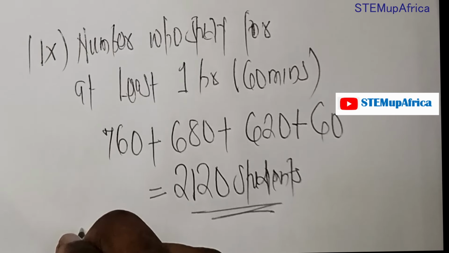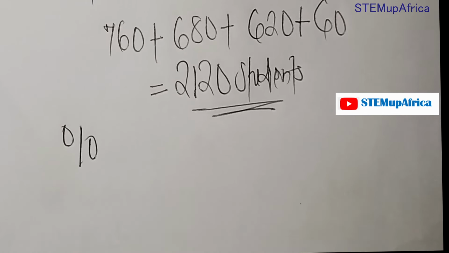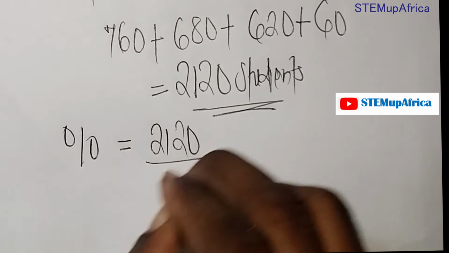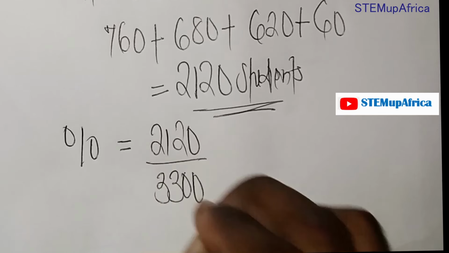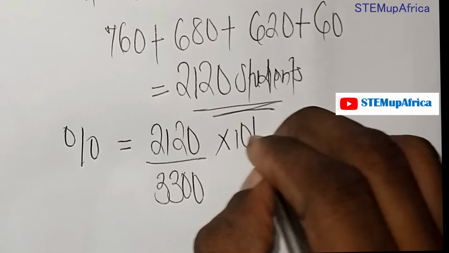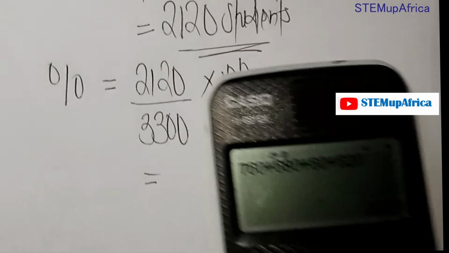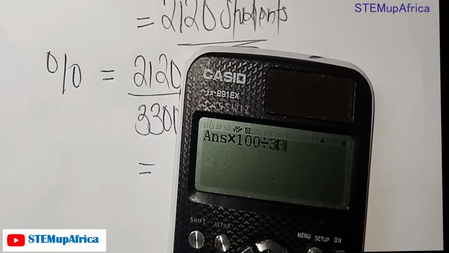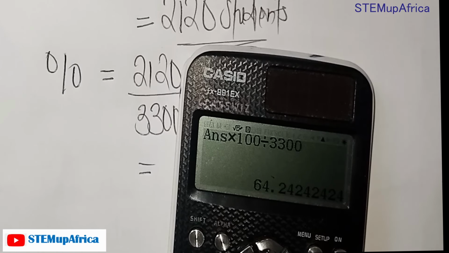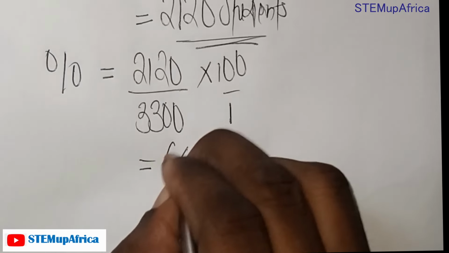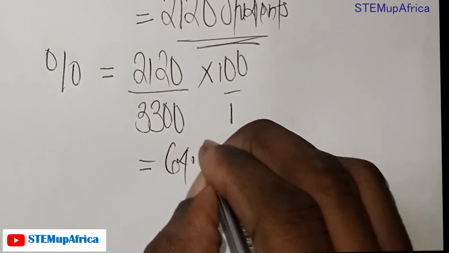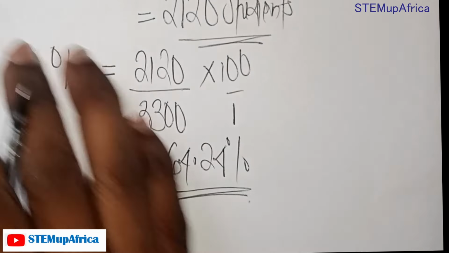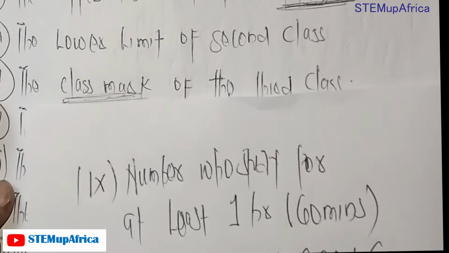So what's now the percentage? The percentage will be the number of students, which is 2120, over the total we said earlier, 330, times 100 over 1. What is that giving us? Times 100 divided by 330. That will give us 64.24%. That is the percentage of students who study for at least 1 hour.